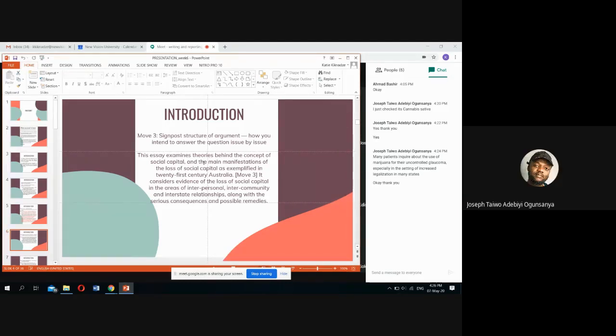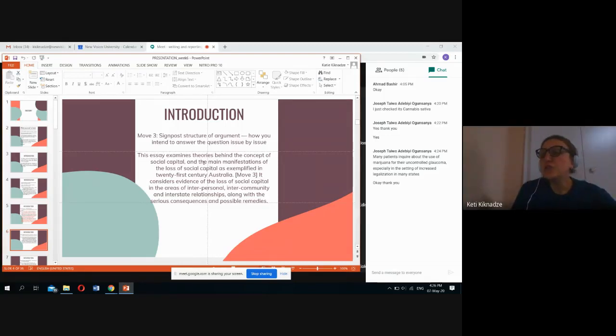Yes, so I think what if in the second stage you talk about glaucoma itself before introducing the usage of cannabis. What you just wrote me: many patients inquire about the use of marijuana for their uncontrolled glaucoma, especially in the setting of increased legislation in many states. It is good for move one.